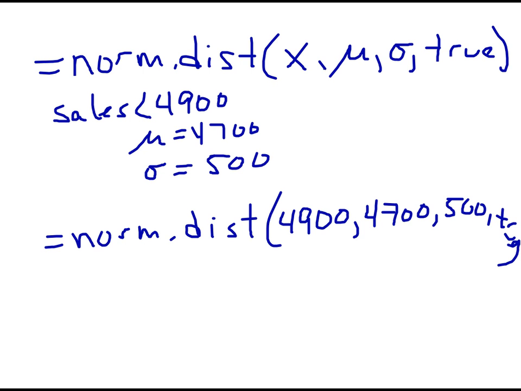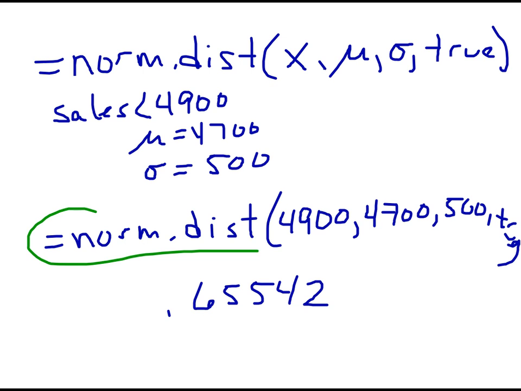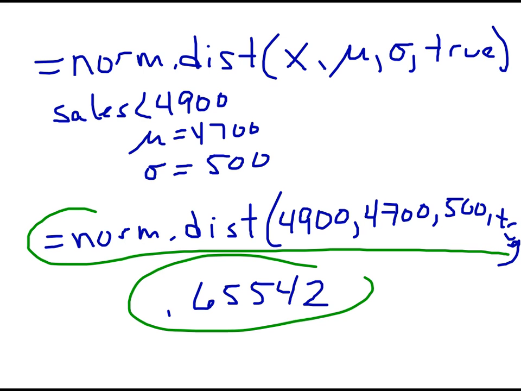And when you press enter, you should get the same answer, 0.65542. So we took the long way to get to this very simple Excel formula, but I thought it was really important for you to understand how we got to this number.